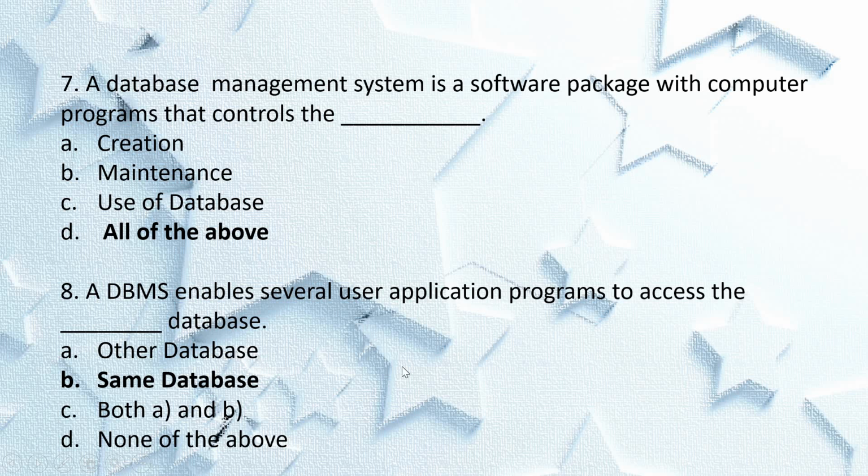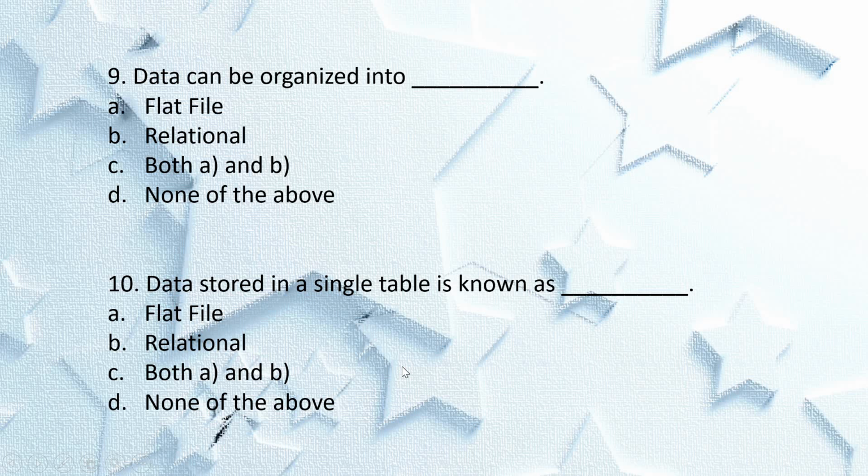Okay. Now, number 9. Data can be organized into dash: flat file, relational, both A and B, none of the above. The correct answer is both A and B. Number 10. Data stored in a single table is known as dash: flat file, relational, both A and B, none of the above. The answer is flat file. Okay, data stored in a single table is known as flat file.